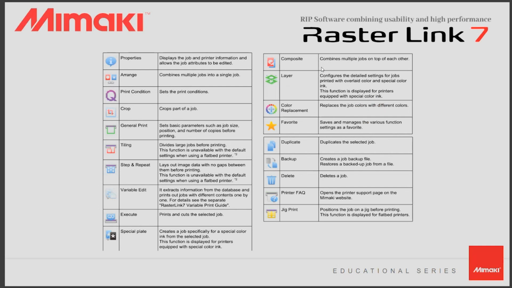So in RasterLink, there are a lot of functions on the right-hand side. I like to call them mini apps because that's essentially what they are, and each one has a different function. I'm not going to go over all of these at length right here, but a lot of the common ones are your print conditions tab, which is where you do your profiles and your resolutions. You have your general print, tiling, step and repeat, and variable edit and jig print. Those are the ones where you're laying out your print file.